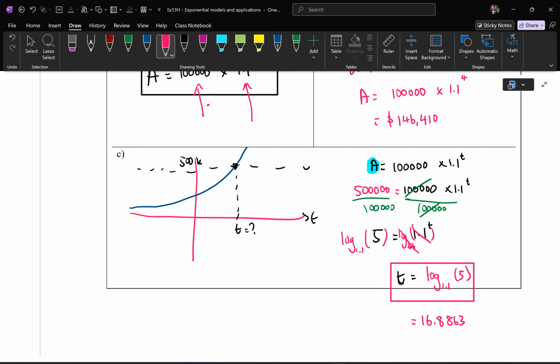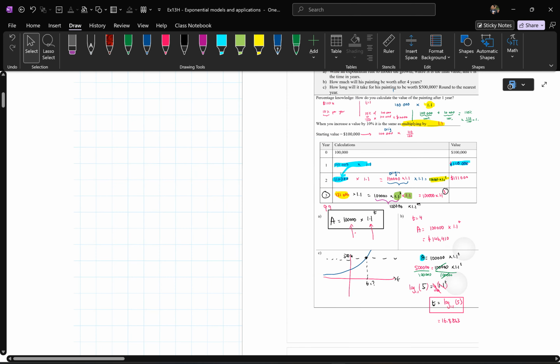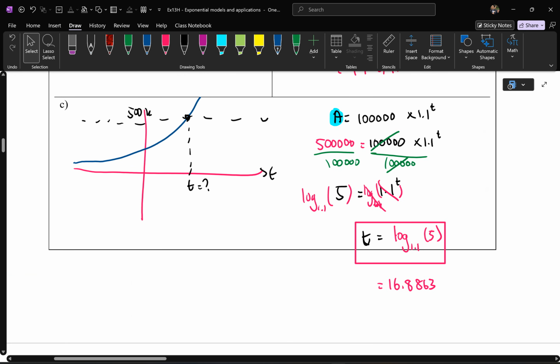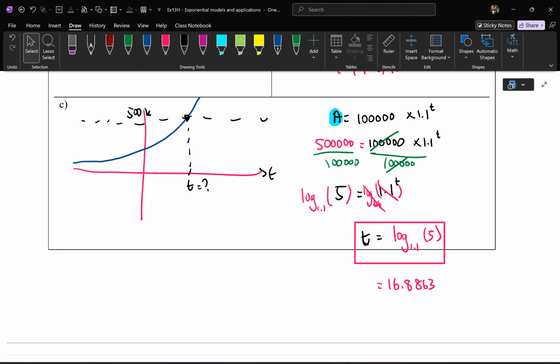Good. So it says to the nearest year. What would the nearest year be? 17. And logically, that's because right at this point, that's 16.88 right here. So that's exactly that year, but that's still within a year. We want the next closest year. So it can't be 16. 16 would be before 500K. So to be more than 500K, I'd have to go to 17. Okay, so you could say the nearest one would then be 17 years.